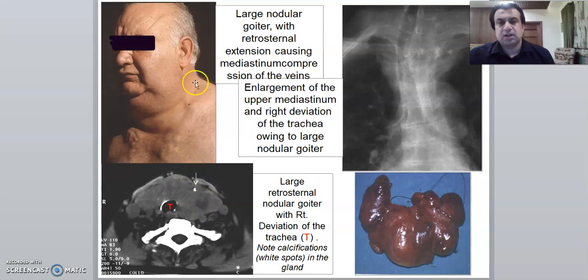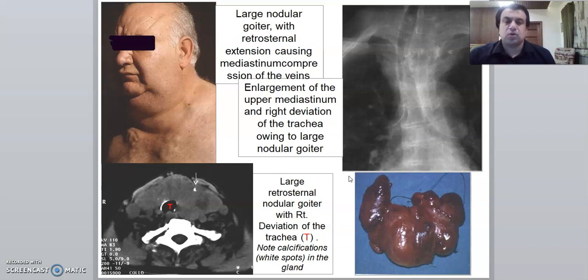Generally, they are large thyroid glands, which displace the trachea to one side, cause compression symptoms, and sometimes voice change. So a large thyroid gland which extends beyond the sternum is called a retrosternal extension of the thyroid gland. Sometimes we have to go for sternotomy in order to get proper exposure of the gland. And the Pemberton sign is the clinical manifestation of the retrosternal extension.